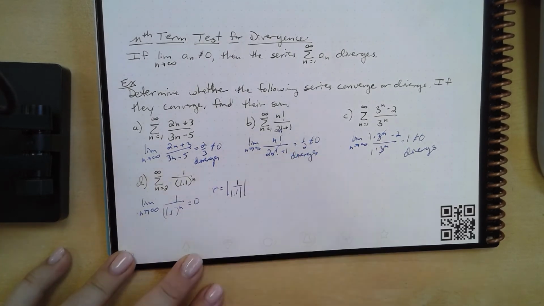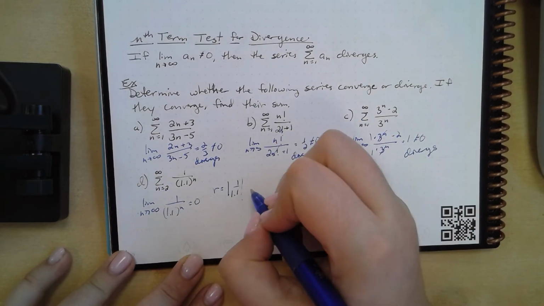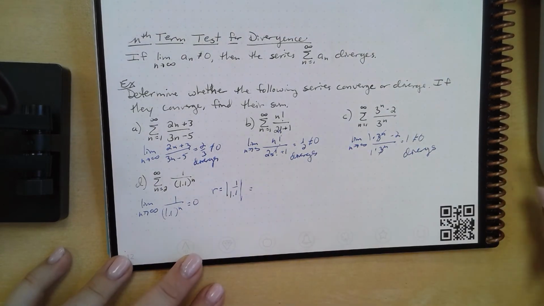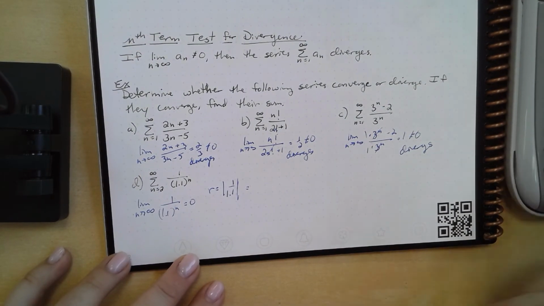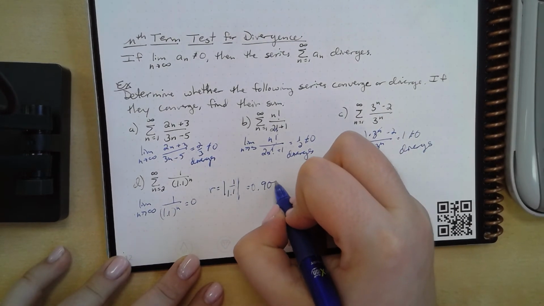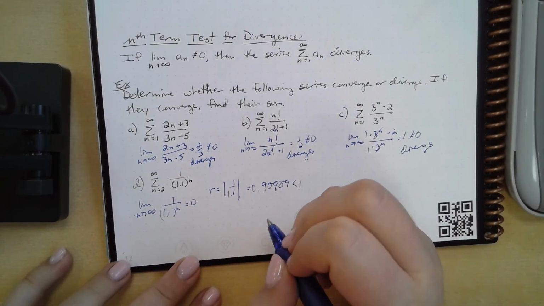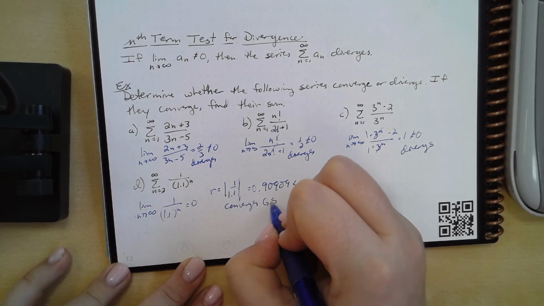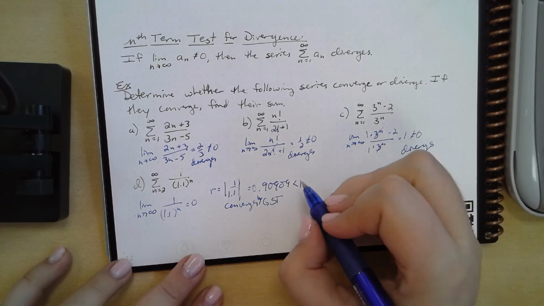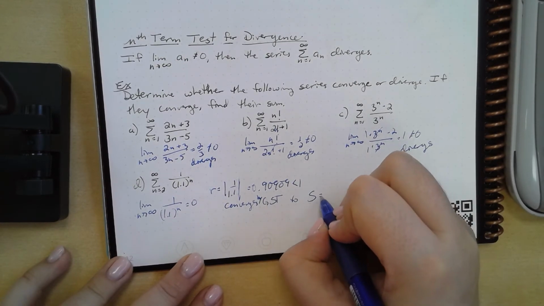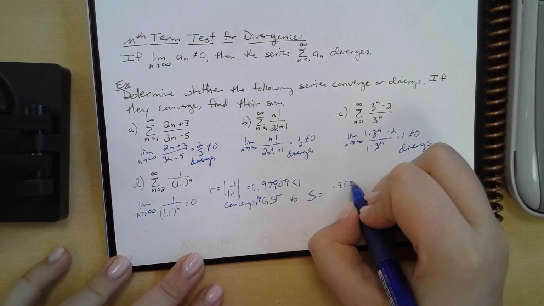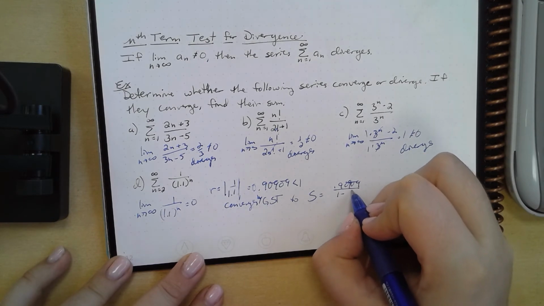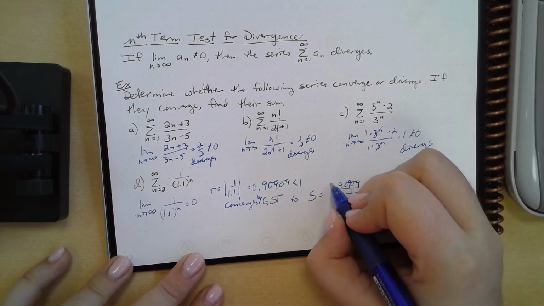So r is equal to the absolute value of 1 over 1.1, which is 1 divided by 1.1, equals 0.90909. Well, that's less than 1. So this converges by the geometric series test. Then S is equal to 0.90909 over 1 minus 1 over 1.1. And you can calculate that if you want, but I don't feel like it.